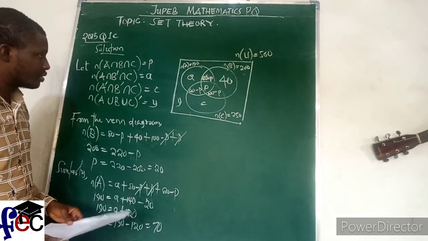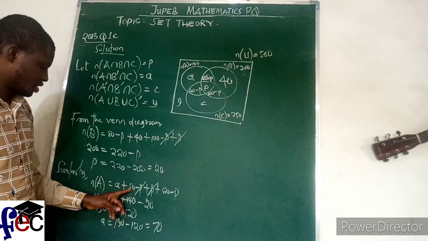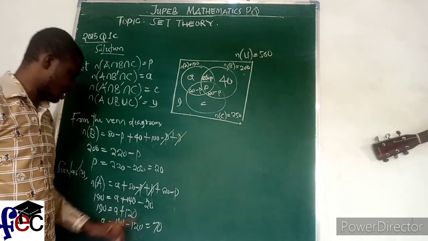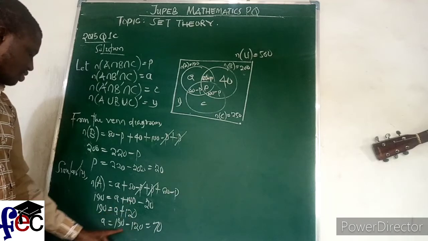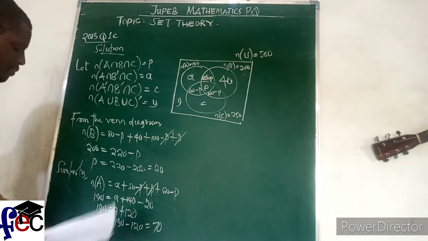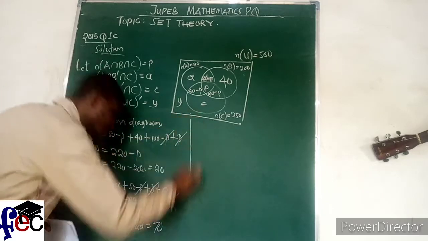Do you get it now? So this is 80 plus this is 140, P is 20, so subtract, I have 120. So subtract 120 from 190, that's 70. So I'm on the right path.